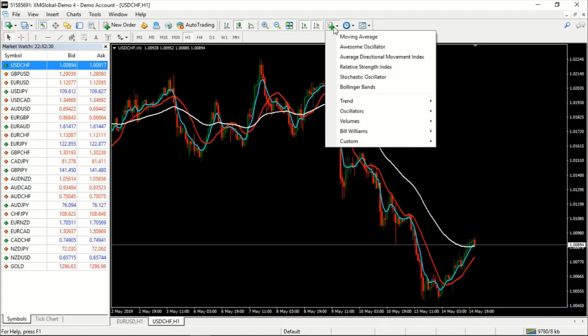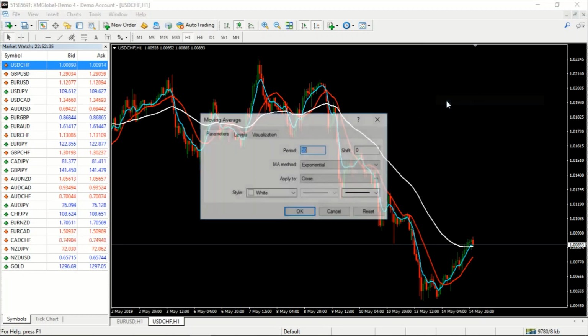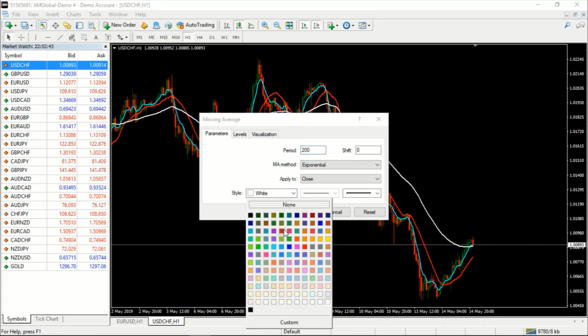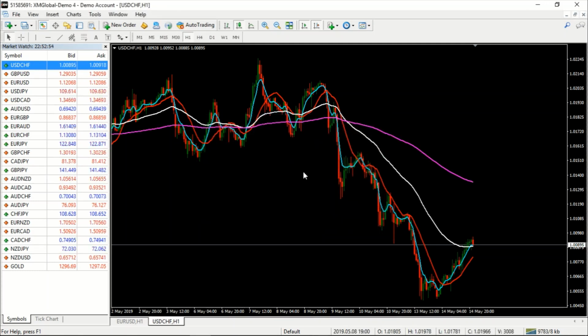We will then go once more and we will add in our last moving average. This moving average will be a 200, also set to exponential, and we will make this color magenta. Right, thickness still on the second thickness. We'll now click OK, and we see this magenta 200 moving average appear.